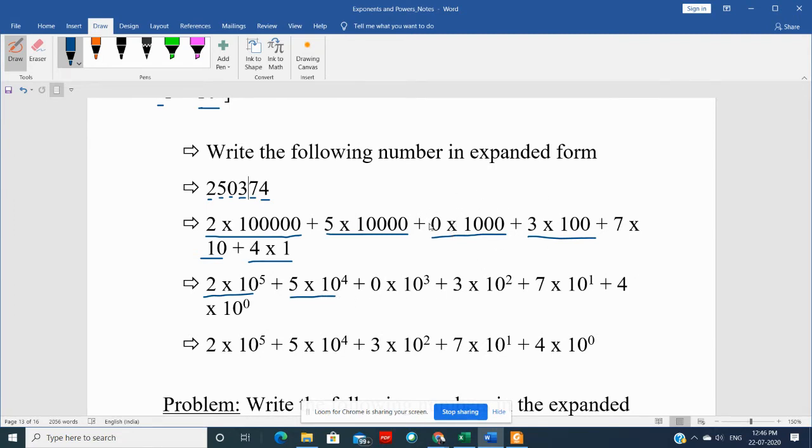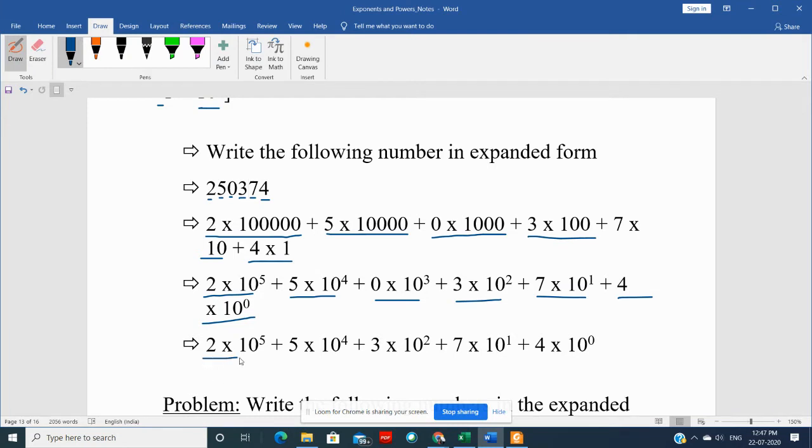Now, 0 multiplied by any number, alright? So naturally it will be 0, but we'll still show it here. 0 into 10 cube. Next is 100, so 3 into 10 square. Next is 10, so 7 into 10 raised to 1. And next is 1, so 4 into 10 raised to 0. Alright? This is how you show. Now, see, here we'll get rid of this 0 because that is going to be 0 in any way, right?